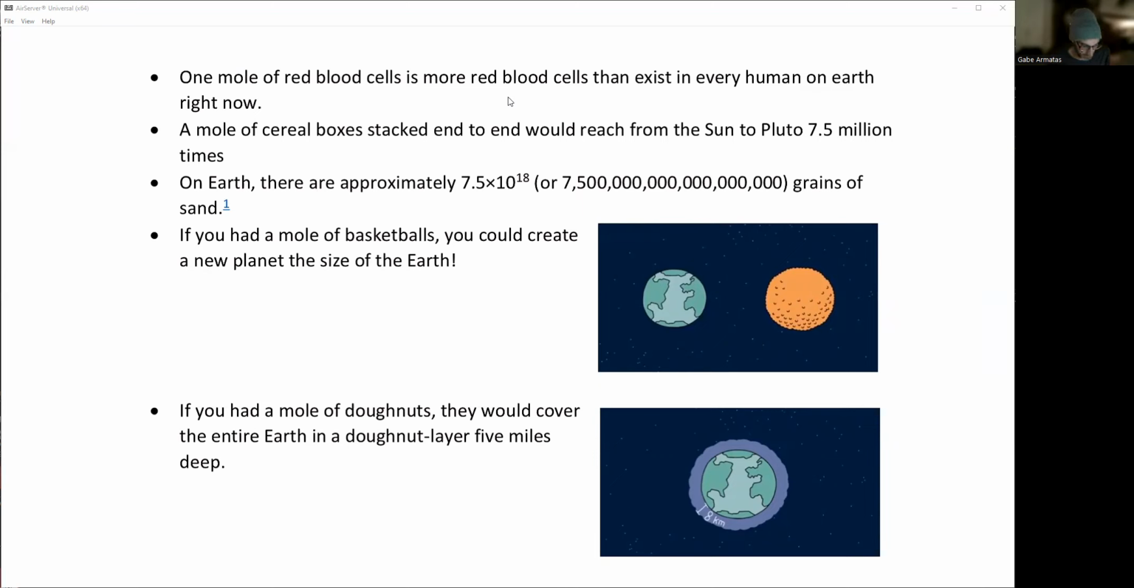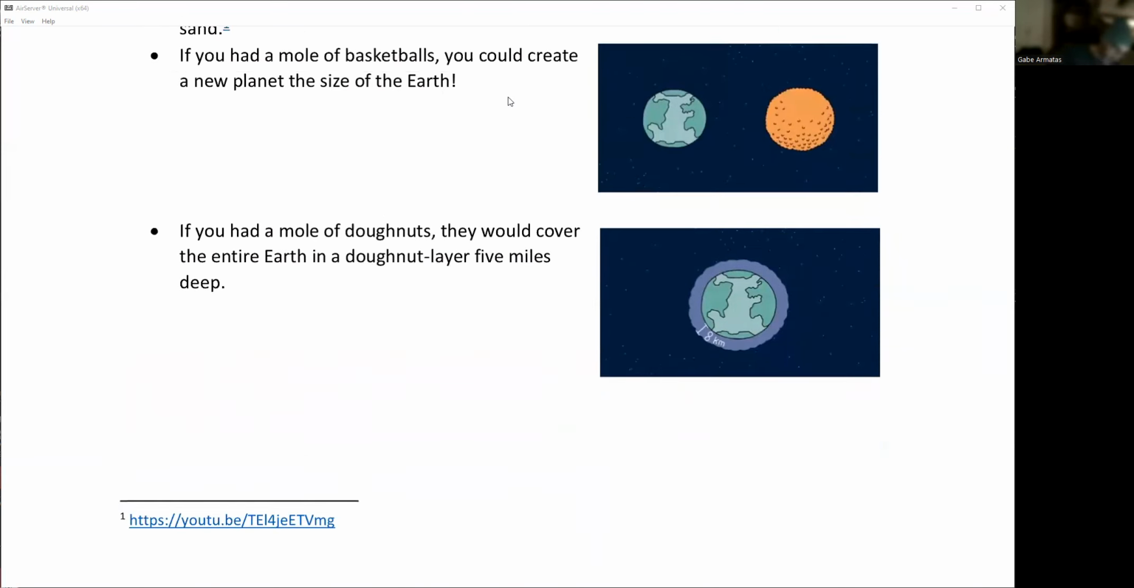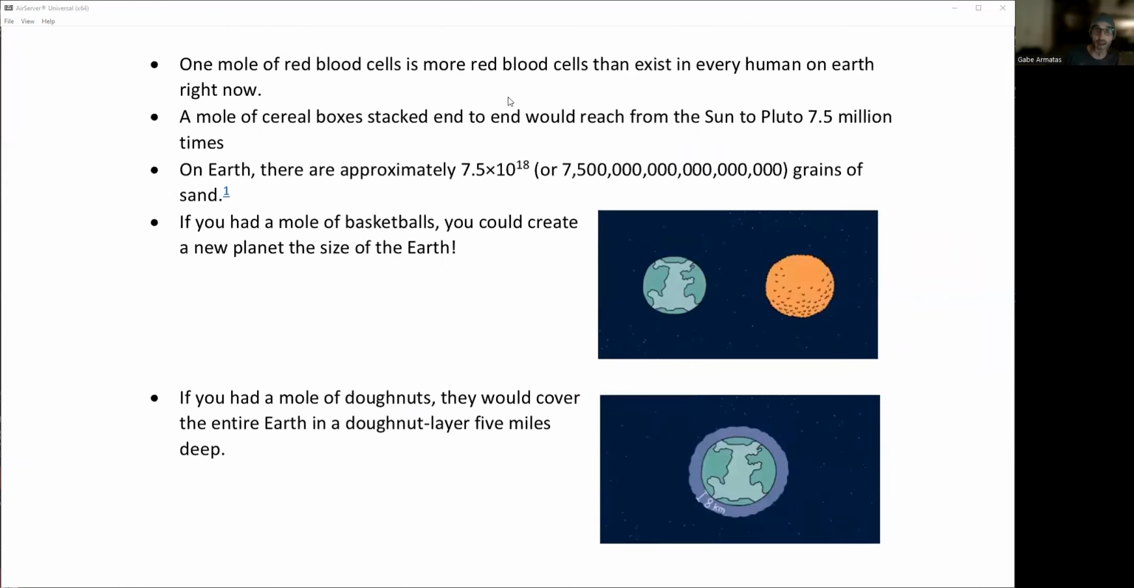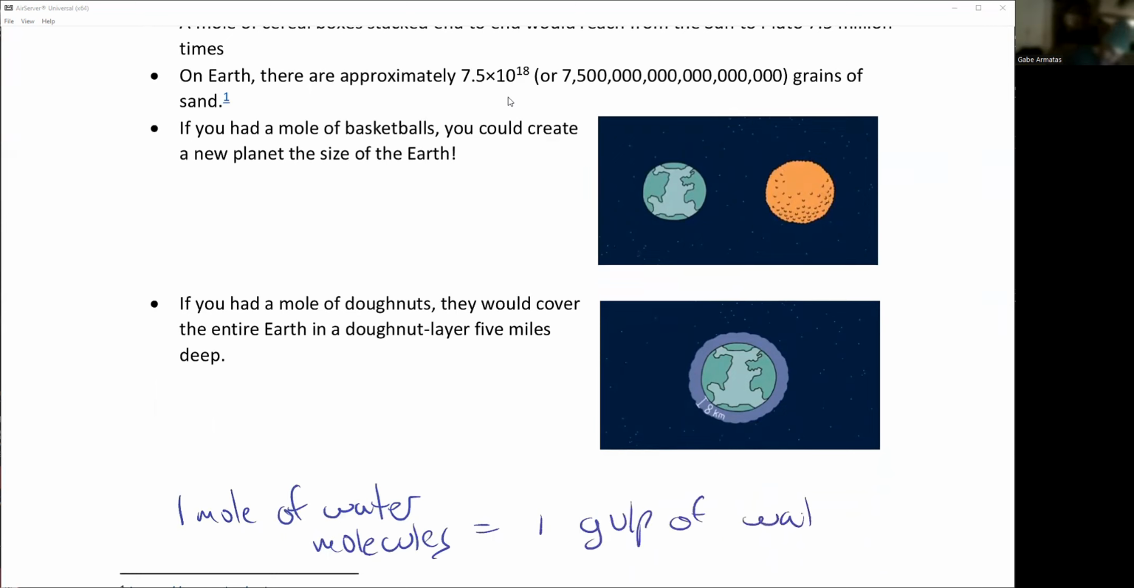So this is a massive number. I can't get that through your head enough. This is a massive number. On the other hand, 1 mole of water. If you compare all those numbers to macroscopic, it's huge. But 1 mole of water molecules is 1 sip, 1 gulp of water at the fountain.